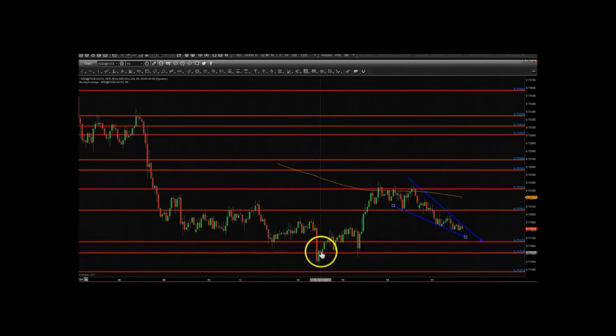In fact, measuring objectives, we could probably just take a simple fib expansion tool, going from the bottom to the top, and now we're here. All right, and then we're looking at the nice open space there. 72.89 is where this could go. If we get a break, now we need a break. We need confirmation.